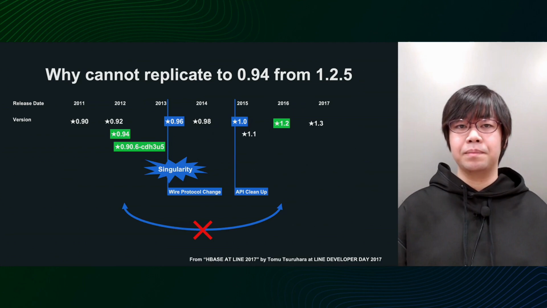The reason why is because of the HBase versions and their release dates. The version 0.96 that was released in 2013 is called a singularity by the community, and the communication protocol was changed significantly. And with the version 1.0 that was released in 2015, API cleanup was done, and this prohibited communication across versions. So the replication from version 1.2.5 that we used to version 0.94 was not supported.